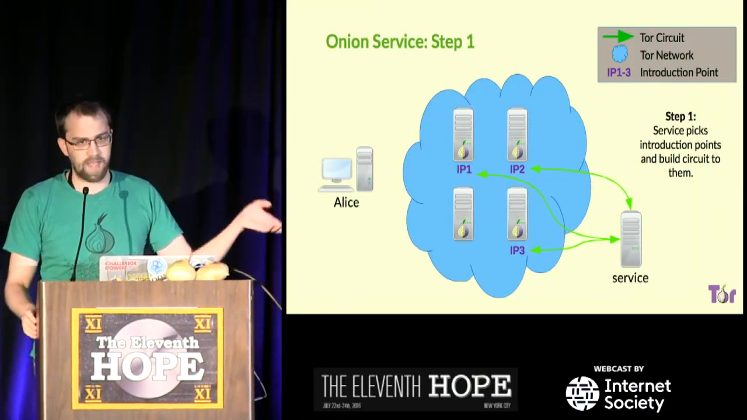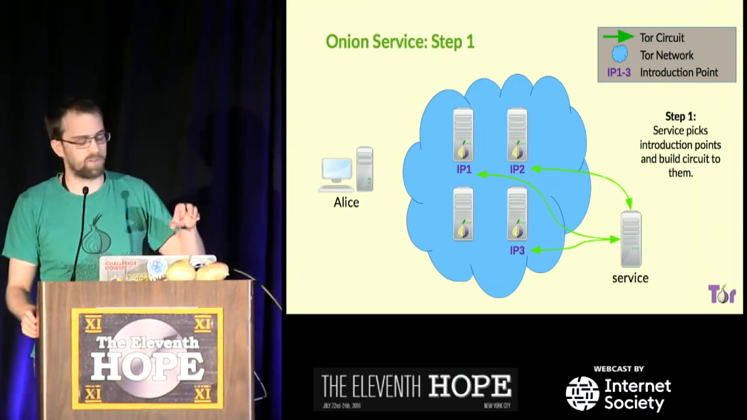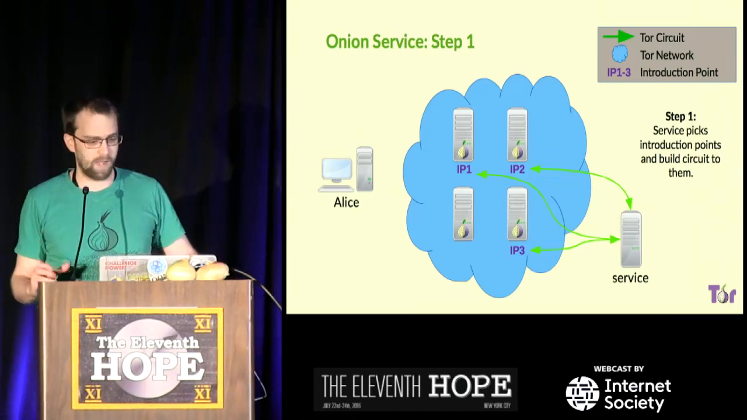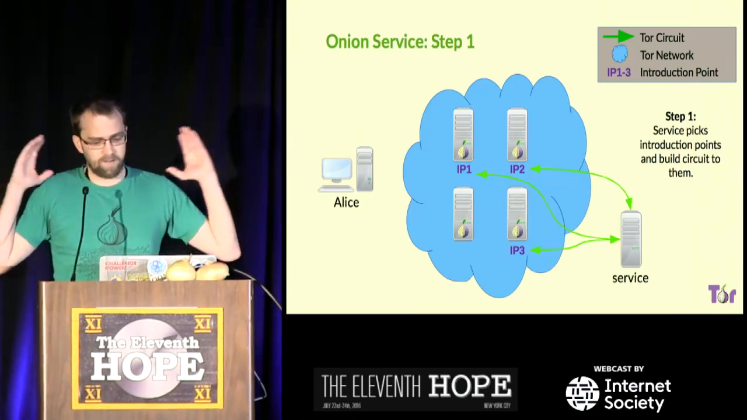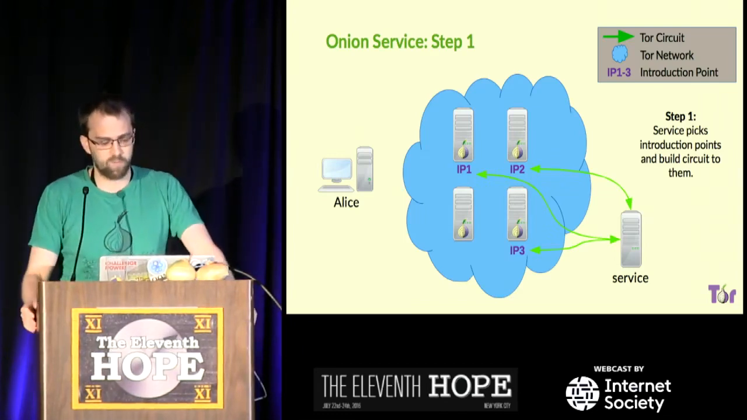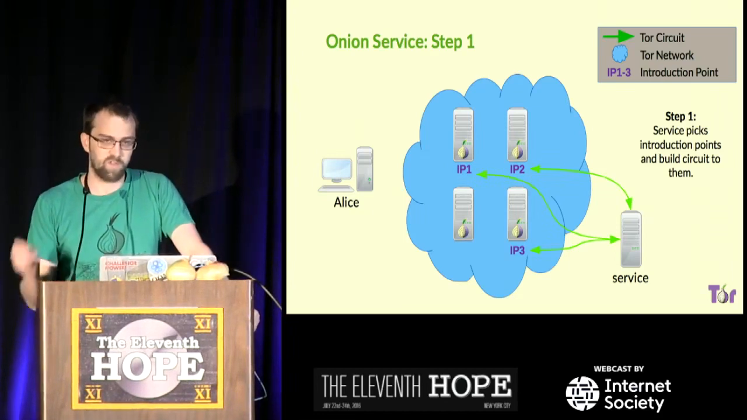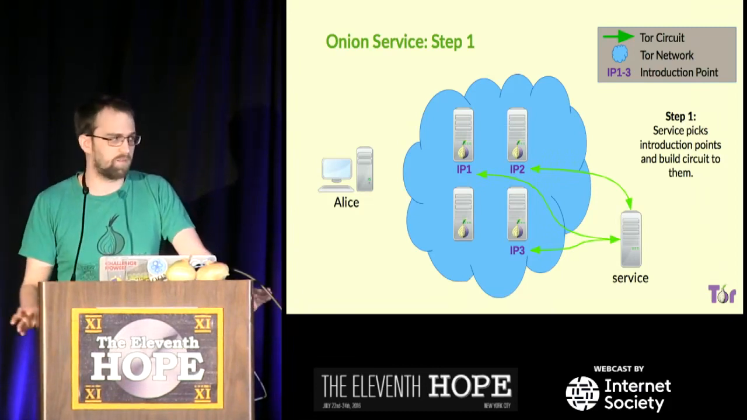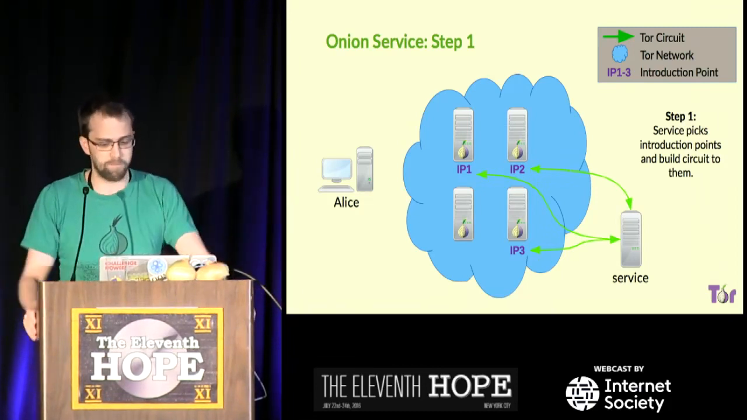In this slide, you'll see Alice, which is a client that would try to go to the service, and we have in this case the big Tor network, which is a big cloud, obviously, and then the introduction points. So the first thing is introduction points. The service will pick at random 3 introduction points. Introduction points are relays in the network. We have 7,000 of them in the network, so just pick 3 of them.